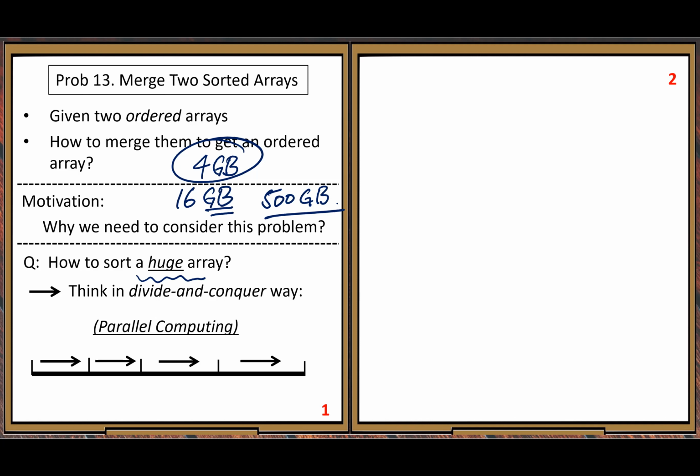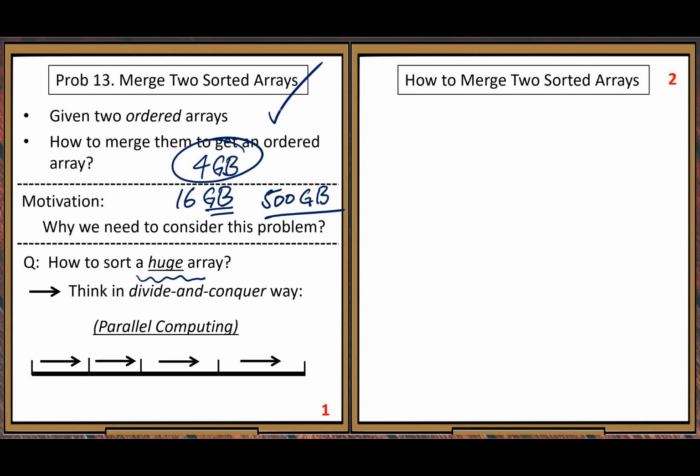But at the end, you need to merge two sorted arrays. That's the problem we are working on here, our problem number 13, okay? So that's the background and motivation for this question. Next question, how to merge two sorted arrays? We need to solve this problem. It's not hard, but we want to go through the analysis work, okay?